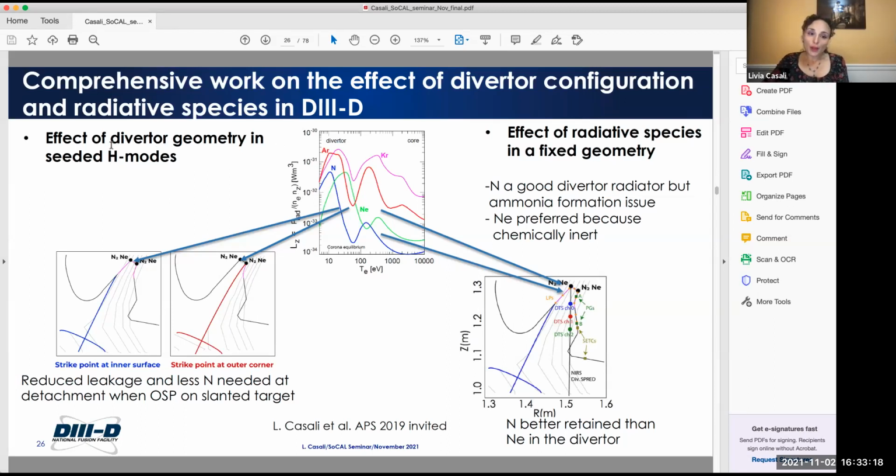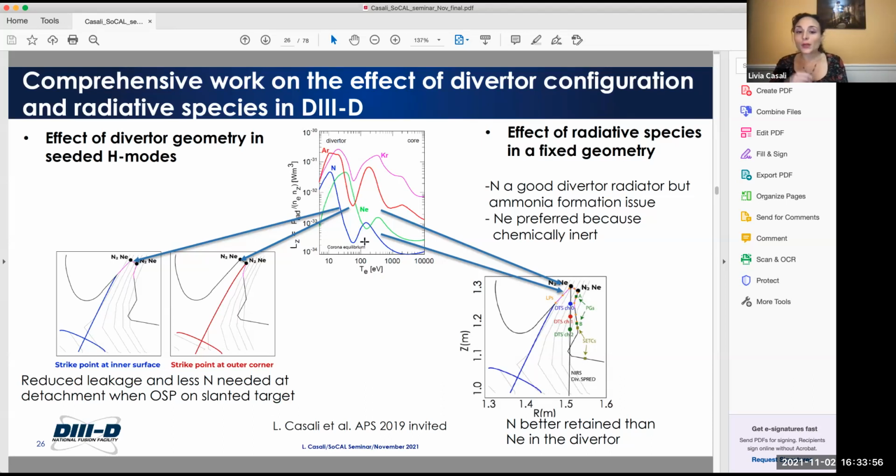At first, we look at the effect of divertor geometry in seeded H modes. So practically, we choose an impurity, in this case nitrogen, and then we vary the divertor geometry. In this case, we are changing the strike point location in the slot divertor. And then we fix the strike point in the slot in the position that we found from this previous analysis to be the best position for impurity retention, and we change the impurities.